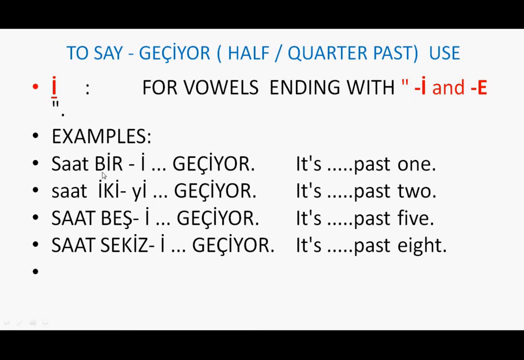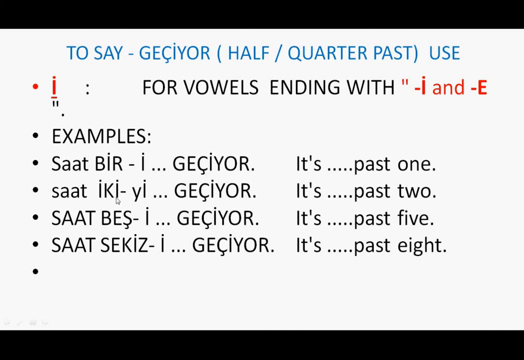Okay guys, for example, what I mean here is, look, saat biri blah blah geçiyor. Look, there's E. If we use E here as you see here, so we put I. Bir i, so this is the suffix. Saat biri blah blah blah geçiyor, same as here. It is blah blah past 1.